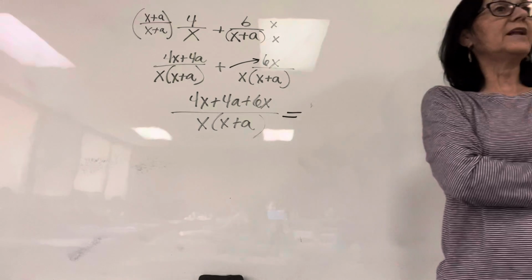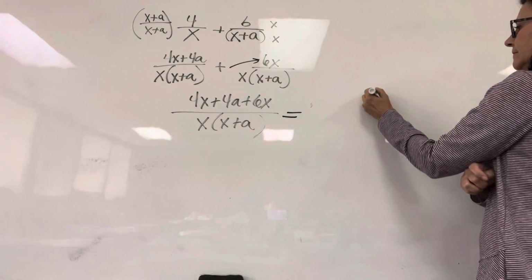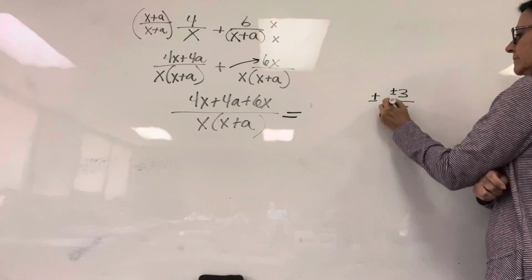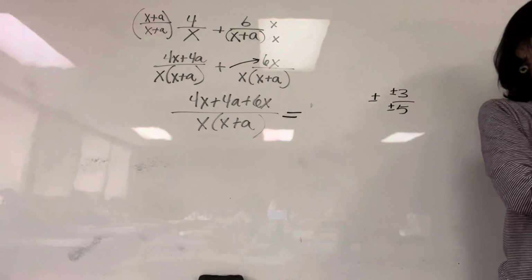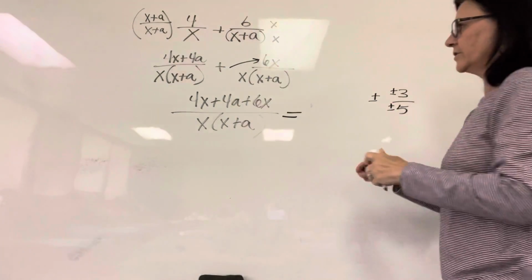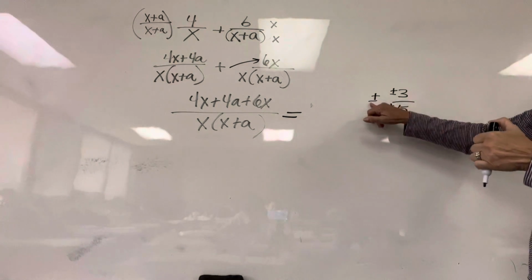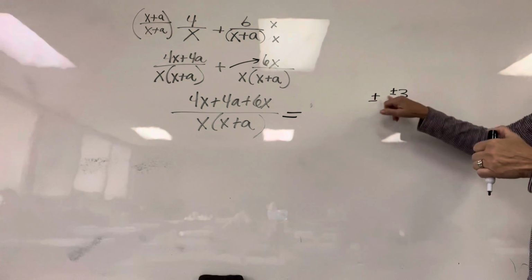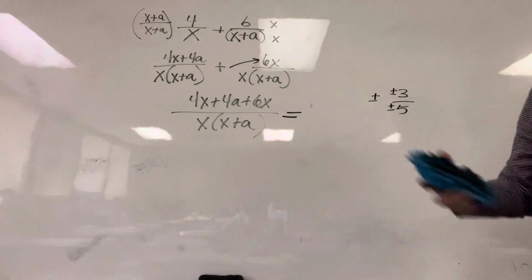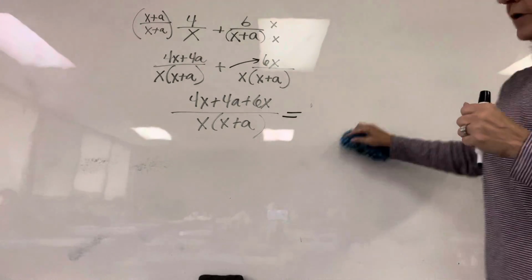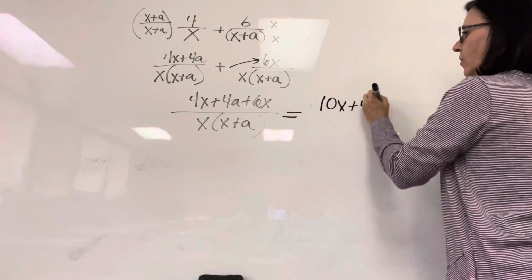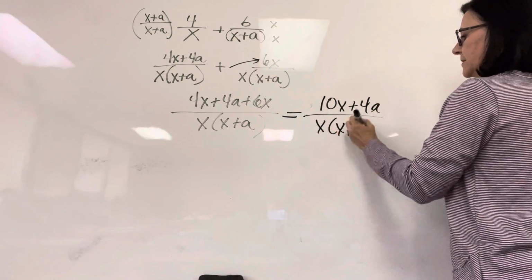Okay. Because every fraction has 3 signs. Every fraction is 3 signs, right? I only change that this one goes with the numerator. We just move that sign to the numerator. It's as though I'm moving it from here to here. I can't move it here to here and here to here because then I've changed 3 signs. So it only applies to the numerator. All right, then we combine our like terms and we have 10x plus 4a over x times x plus a.